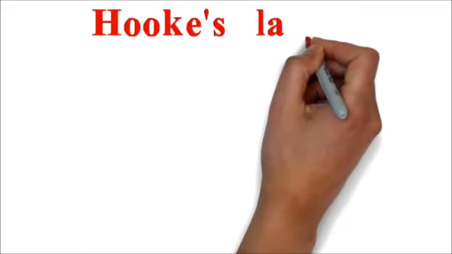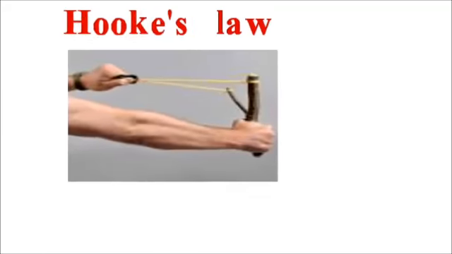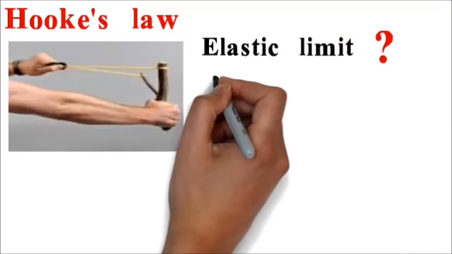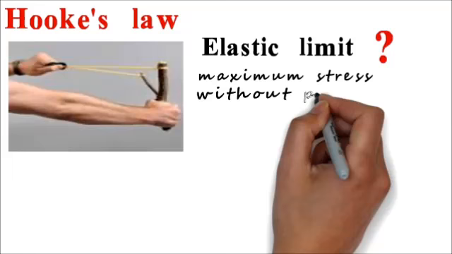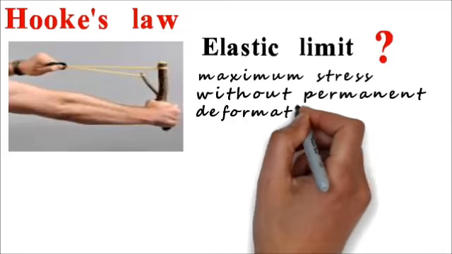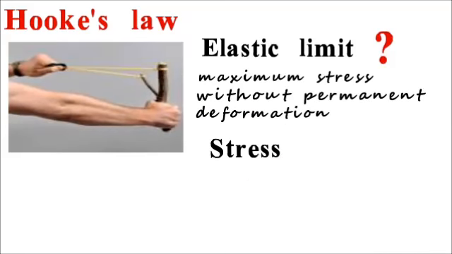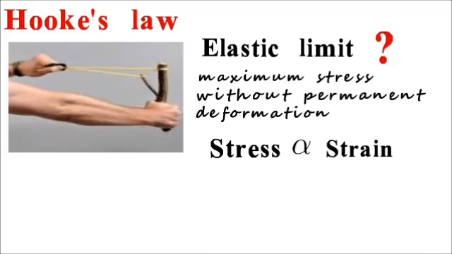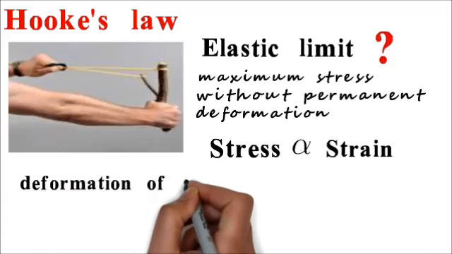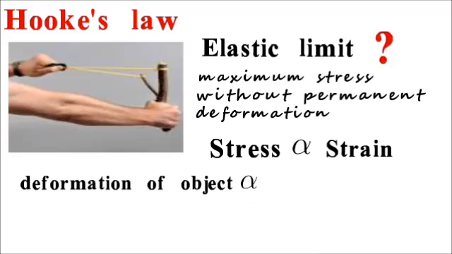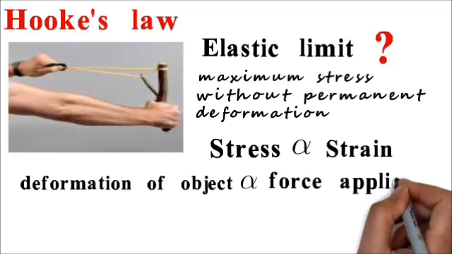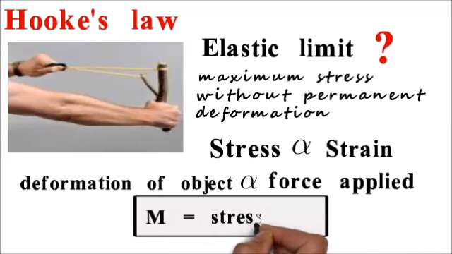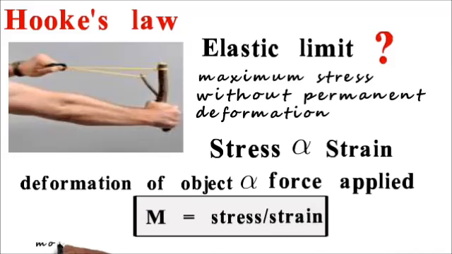Let's now study Hooke's law. For that, we first need to know what elastic limit is. Elastic limit is the maximum stress which an object can withstand without permanent deformation. Within this elastic limit, stress is directly proportional to strain, or in other words, within this elastic limit, the deformation of an object is proportional to the force applied to it. This is Hooke's law. The ratio of stress to strain is called the modulus of elasticity.